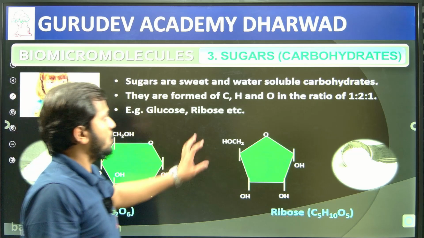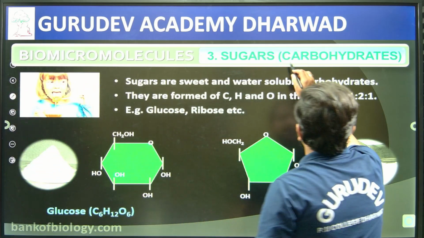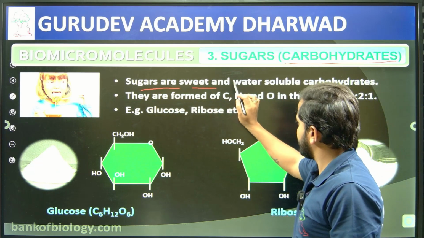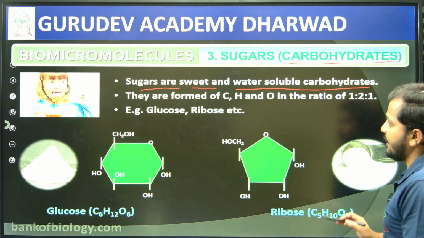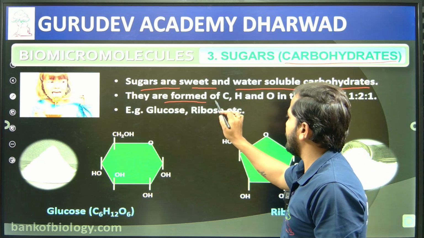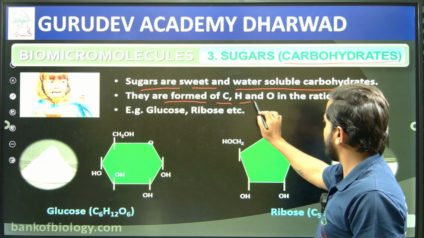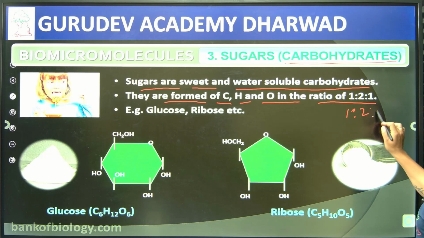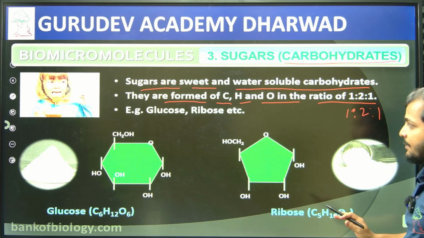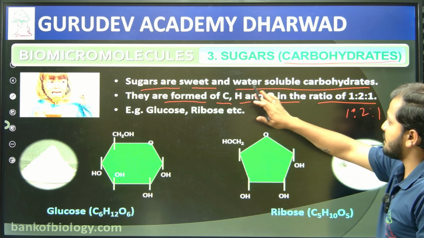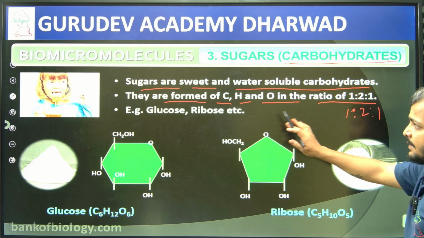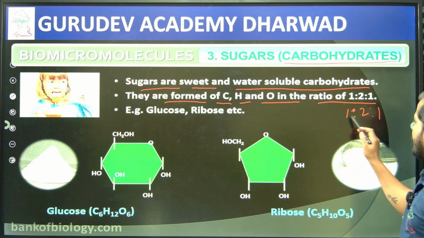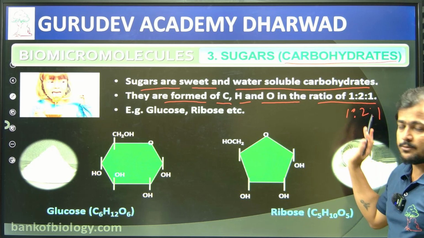Then there is something called sugars, or what we call carbohydrates, right? Majorly, sugars are sweet and water soluble carbohydrates. They are formed of carbon, hydrogen and oxygen in the ratio of 1:2:1, right? So this is what you should remember. Sugars are sweet and water soluble carbohydrates formed of carbon, hydrogen and oxygen in the ratio of 1:2:1.